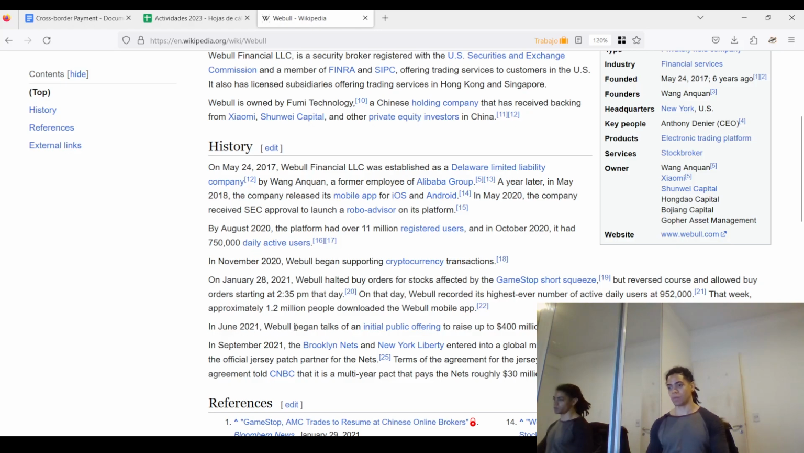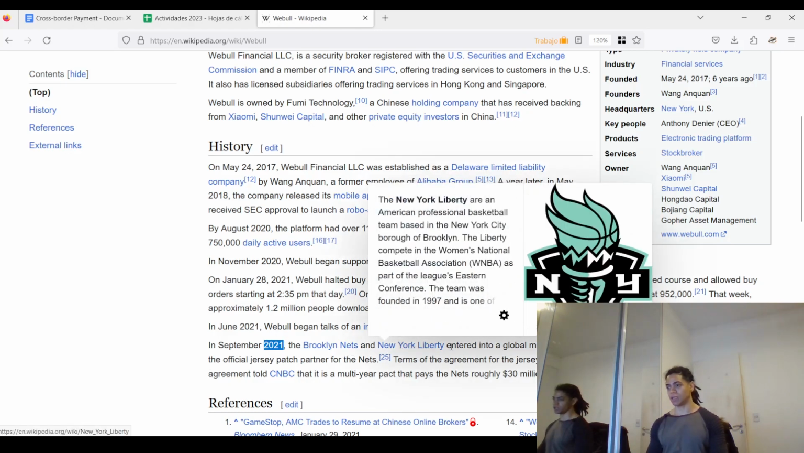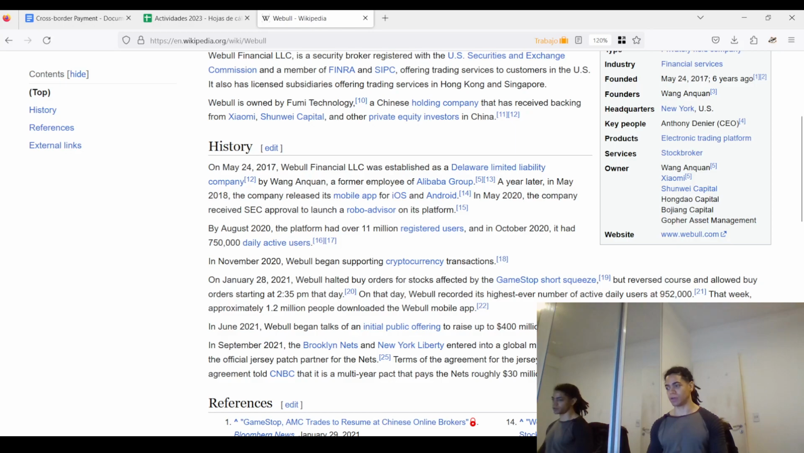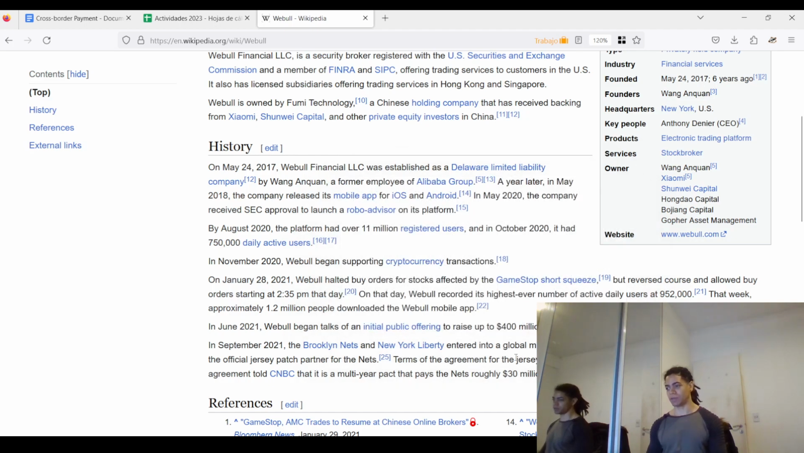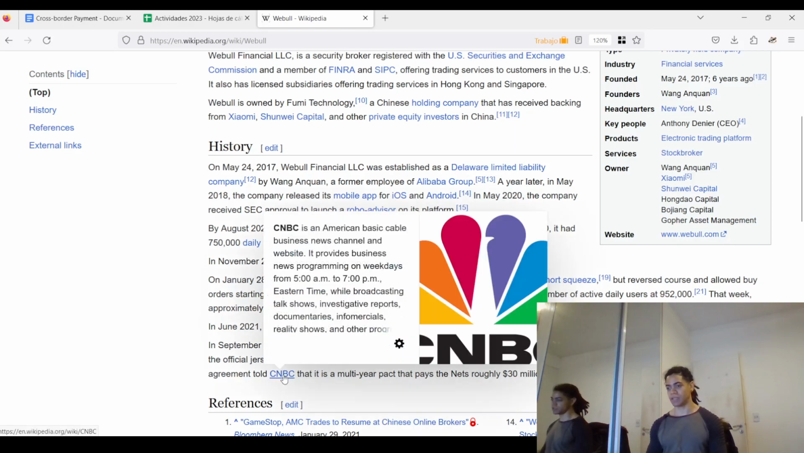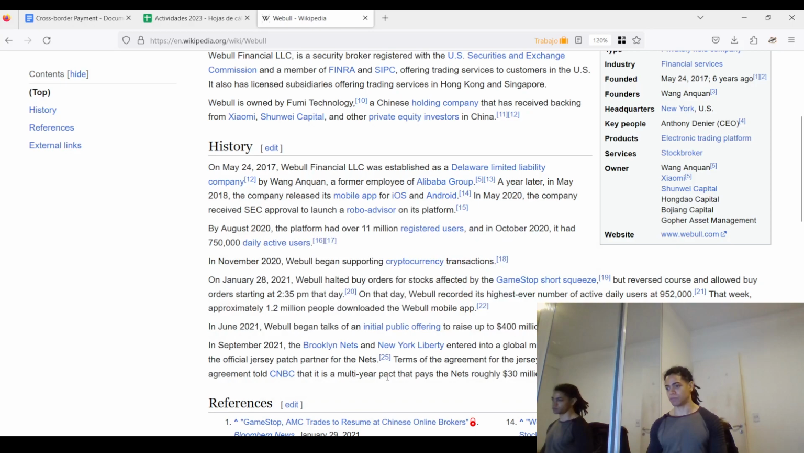In June 2021, Webull began talk of an initial public offering to raise up to 400 million. In September 2021, the Brooklyn Nets and New York Liberty entered into a global multi-year agreement with Webull, and the company became the official jersey patch partner for the Nets. Terms of the agreement for the jersey patch weren't announced, but people familiar with the agreement told CNBC that it is a multi-year pact that pays the Nets roughly 30 million per year.